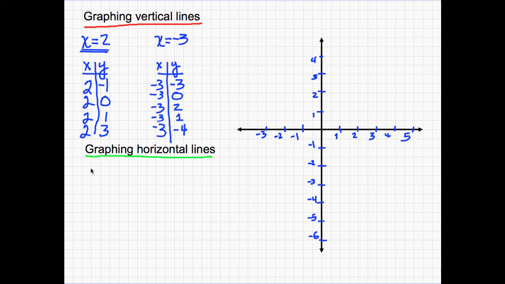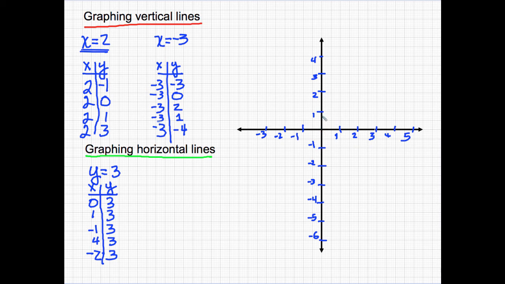Now let's take a look at graphing horizontal lines. Let's consider the equation y equals 3. Now in this case, we're making a table. We'll make the same table as we did above, except this time y always equals 3. x can equal anything, but y has to equal 3. So x could equal 0, 1, negative 1, 4, or negative 2, or anything else. Let's plot these points and see where they lie.